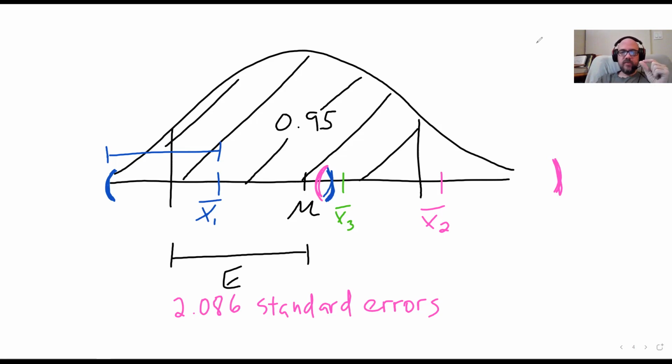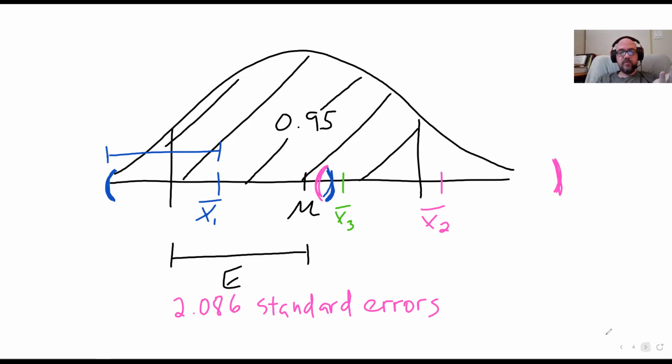So that's confidence interval logic. If x bar is within 2.086 standard errors of mu, then mu is within 2.086 standard errors of x bar. So we make an interval that is 2.086 standard errors wide around x bar, and then we can say that we're 95% sure that mu is in there somewhere, although we don't know where. So that's what a confidence interval is: a range of reasonable values for our parameter, in this case mu.